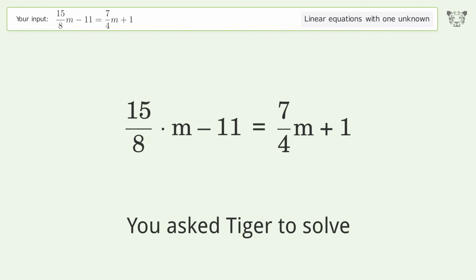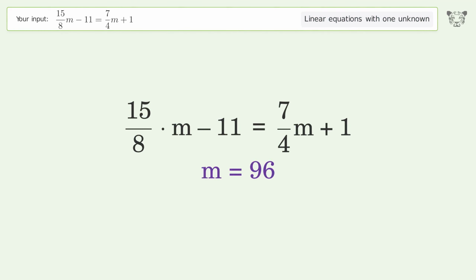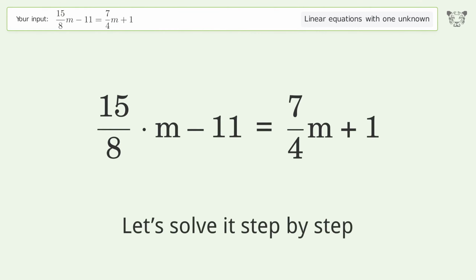You ask Tiger to solve. This deals with linear equations with one unknown. The final result is m equals 96. Let's solve it step by step.